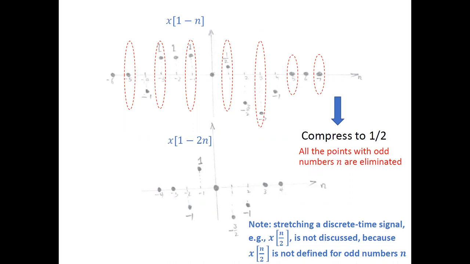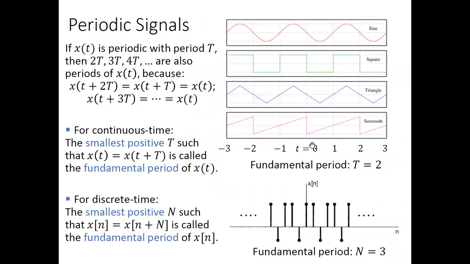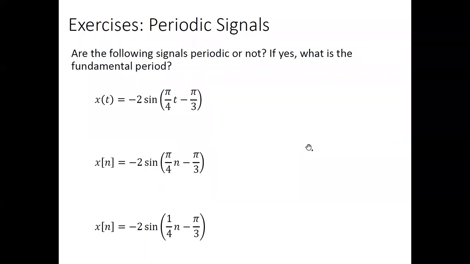I rethought this case. What I would like to clarify is that when we stretch a discrete time signal, say if we originally have a signal x of n and we want to stretch it as x of n over 2, this case is not discussed within the scope of this lecture. Because if you look at this signal x of n over 2, when n is an odd number, say n equals 1, we have x of 1 over 2, which is not defined. For a discrete time signal, only x of an integer is defined. That's why we never discuss the case of stretching a discrete time signal in this course. So that's one clarification.